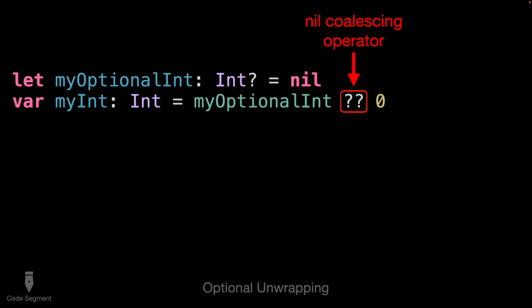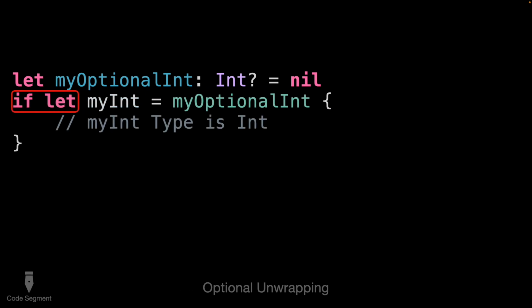But you can also just think about it as kind of like a ternary operator, really, if you think about it, where you're putting on the left-hand side of the question mark, myOptionalInt equals nil, question mark, 0, colon, myOptionalInt, right? It's basically that, but made smaller.